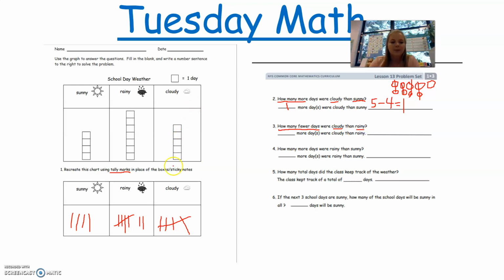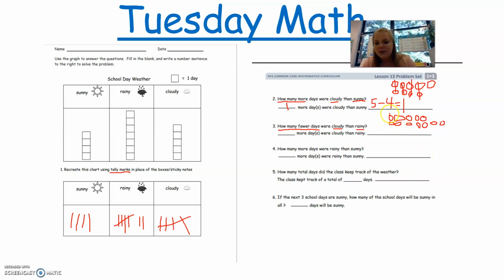So how many fewer days were cloudy than rainy? So for cloudy, I have 1, 2, 3, 4, 5. Let's do my 5 circles again. Whoa, that one got a little big. 4 and 5 circles. And it wants to know cloudy then rainy. Rainy, I had 7. 1, 2, 3, 4, 5, 6, 7. Hopefully your circles look a little bit better than mine. Mine are funky looking. Alright, so now I have my pairs.